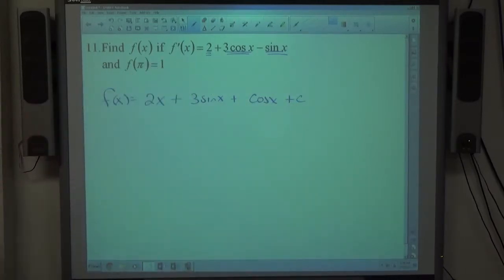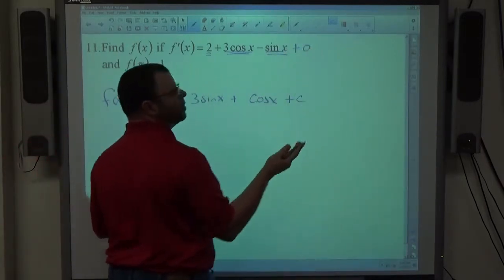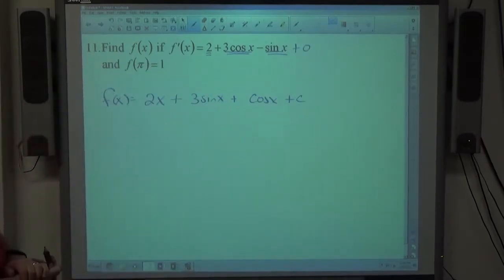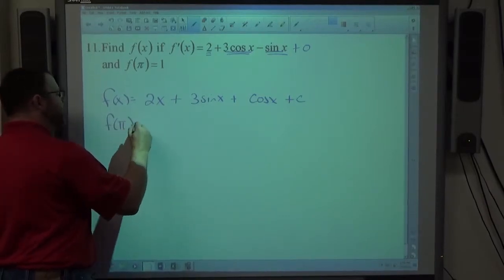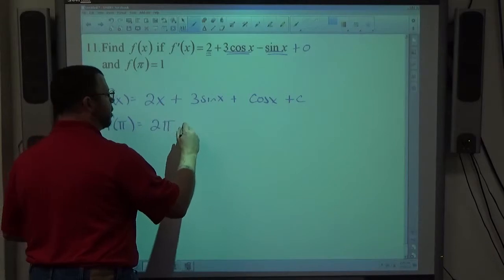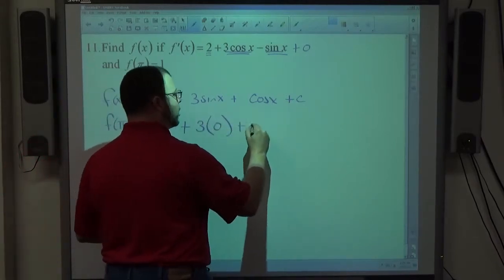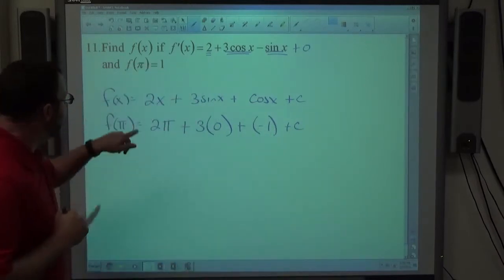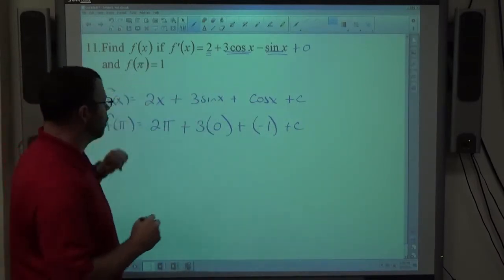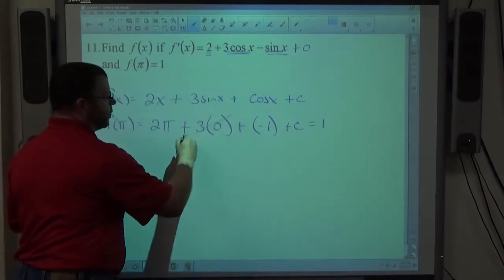So f of x equals, out again, the plus c, because again there's always an understood plus c, so if there was some constant in the original function we don't know about. F of pi is going to equal 2 pi plus 3 sine of pi, which is 0, plus cosine of pi, which is negative 1, plus c. And that f of pi is supposed to equal 1. 3 times 0 is 0, of course.